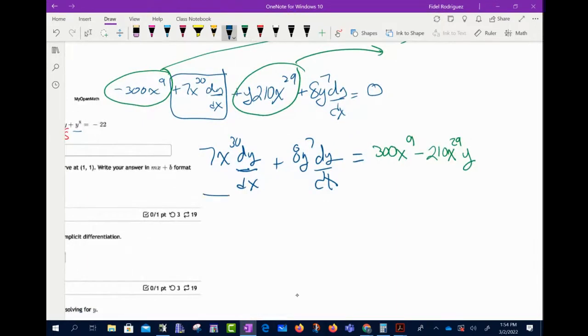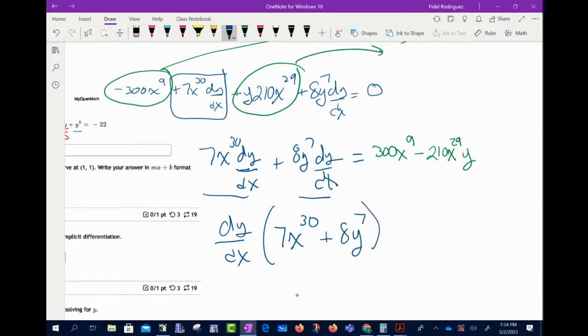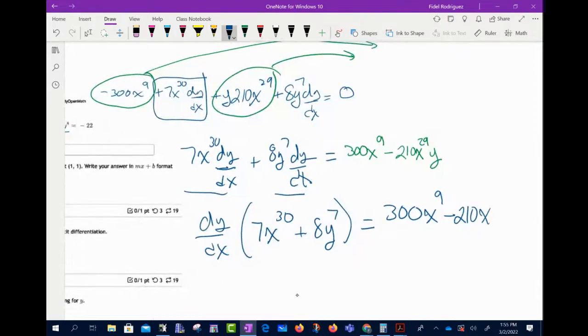What can we factor out of here? Okay. So we have a dy over dx. We got a 7x to the 30th plus an 8y to the 7th equals 300 x to the 9th minus a 210 x to the 29 and a y. And finally, what is our last step, y'all?